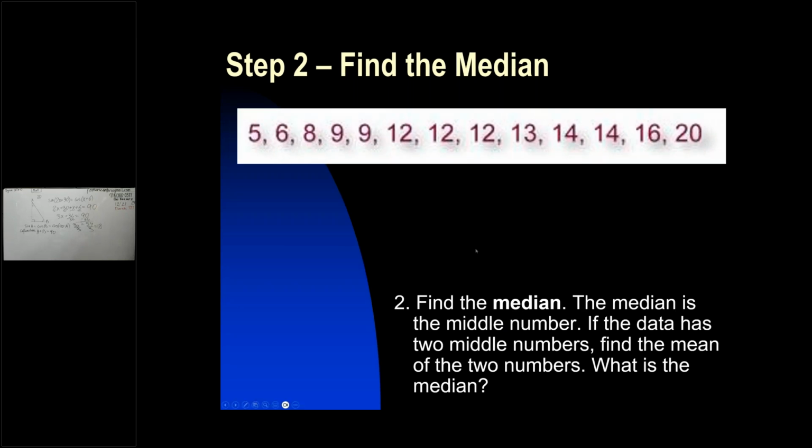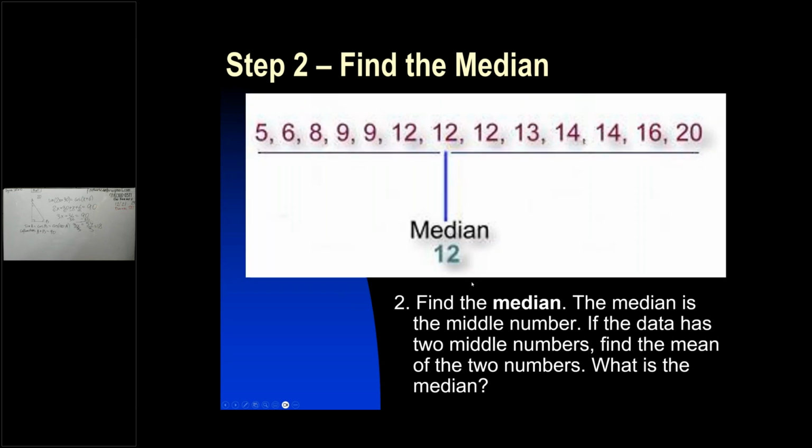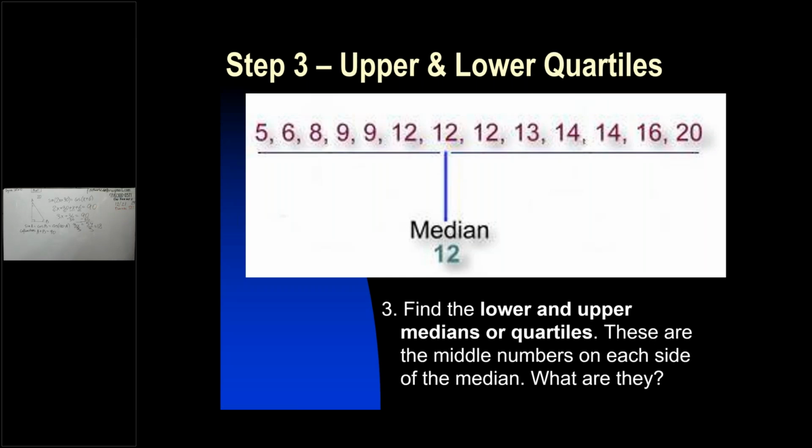Next, find the median, which is the middle number if you have an odd number of numbers, or if you have an even number of numbers, find the two middle numbers. So far, so good. And this is the median, 12. Okay, if you have any questions, ask me. If you don't have questions, don't ask.